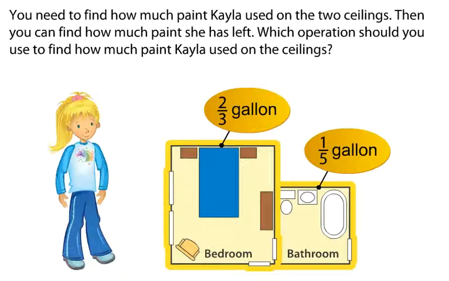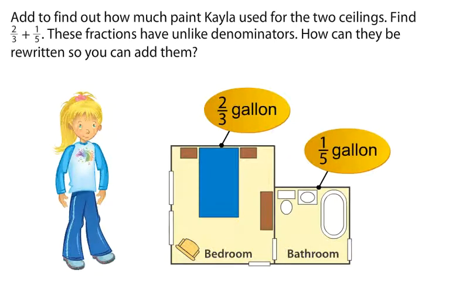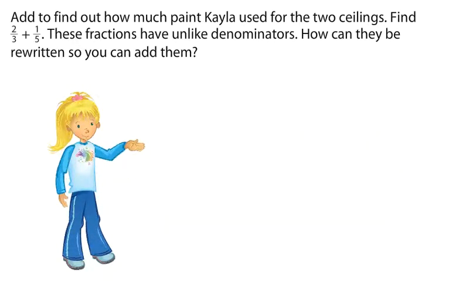You need to find how much paint Kayla used on the two ceilings. Then you can find how much paint she has left. Which operation should you use to find how much paint Kayla used on the ceilings? Add to find out how much paint Kayla used for the two ceilings.